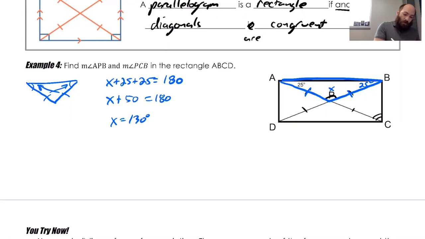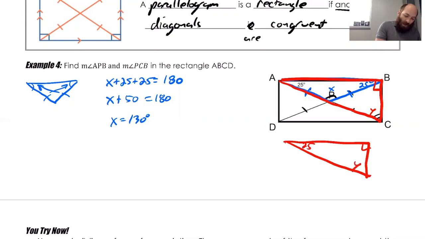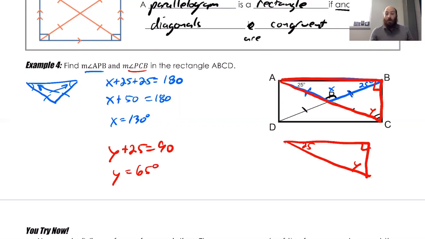For the other one, we'll call that y right now. So here's another triangle fact I can use, and this isn't the only one, but it's one that I can just see real quick here. It's a rectangle, so I actually get a right triangle from that spot. So what I have is a right triangle with 25, y, and there's that right angle. Kind of like the previous problem, I can set this up with y plus 25. That needs to add up to 90 to make this whole thing 180. Subtract that over and I get 65 degrees there. So that's my two angles then, PCB and APB. Okay, that's the biggest part.